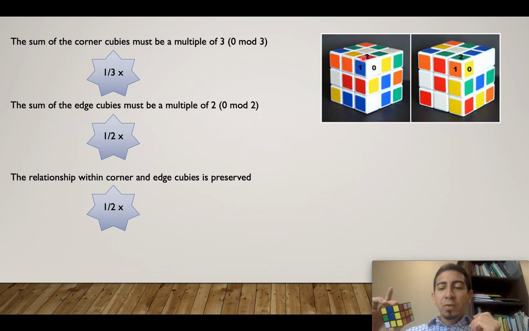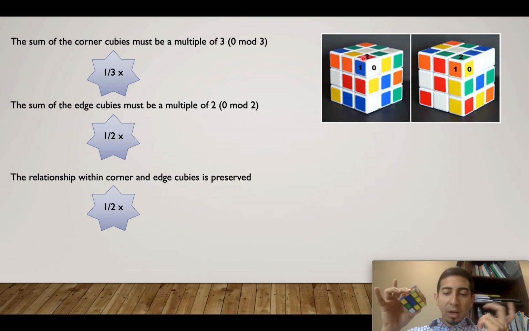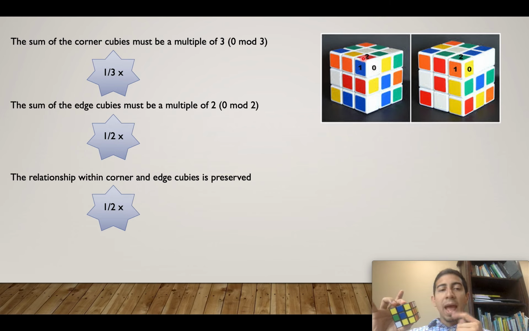So one can prove that if you are given a scrambled cube and you look at where the corners are and where the edges are, if the permutation of the corners and the permutation of the edges are both even or both odd, and the sum of the edge cubie numbers is 0 mod 2, and the numbers in the corner cubies add up to 0 mod 3, you're guaranteed that you can solve that cube, and that's an if and only if. So if it satisfies these conditions, you can solve it. If you can solve it, it satisfies these conditions.